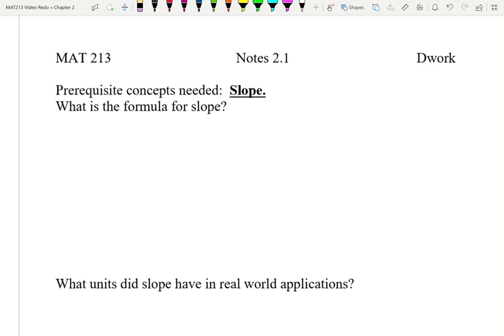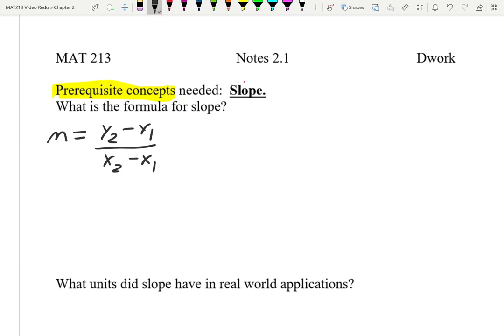Okay, now, as far as 2.1, we're going to start off with a little bit of prerequisite concepts. These are things that we should already have coming in with us from college algebra. And the first thing I'm going to point out is we need slope, the concept of slope. So what is slope? What is the formula for slope? Well, hopefully we remember that slope is equal to y2 minus y1 over x2 minus x1.